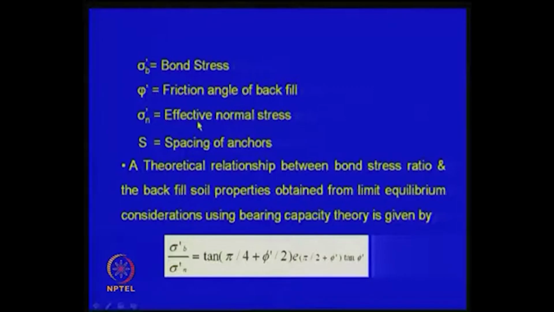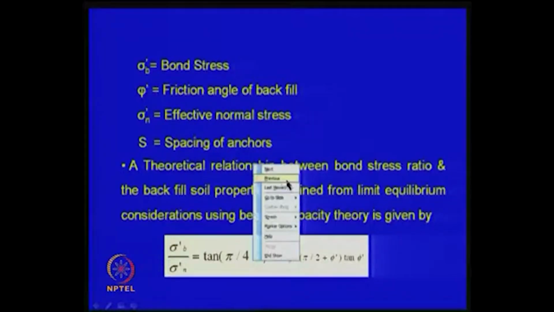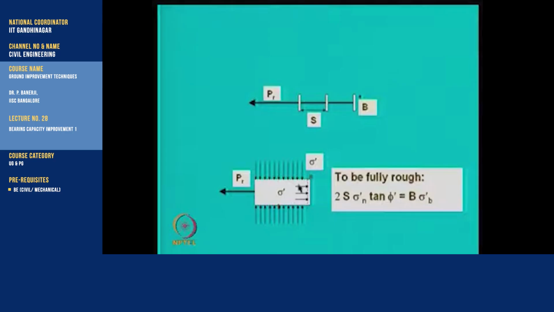We also have a theoretical expression which is quite useful. A theoretical relationship exists between the bond stress ratio and the backfill soil properties, obtained from limit equilibrium considerations using bearing capacity theory. Sigma dash B by sigma dash n is a simple expression that we see if you look at the bearing capacity theory. This equation will give you, because the objective is we need to calculate, as I mentioned in the previous slide, the bearing resistance.